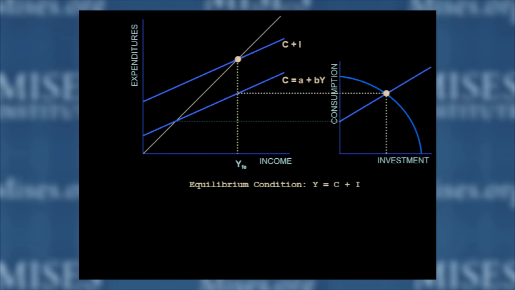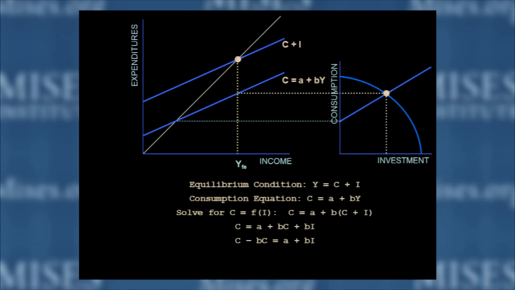Now, I want to get the equation of that line, and I don't expect you to follow this. It's probably too small for you to see, but we can easily see what's going on. We've got C equals A plus BY and Y equals C plus I, and so we've got three variables and two equations. So we can massage those equations and end up with just one equation with two variables. In other words, we get rid of one variable, and that will allow us to show you how consumption and investment move with one another. So I do the algebra. It's just simple algebra. You can do it on your own.